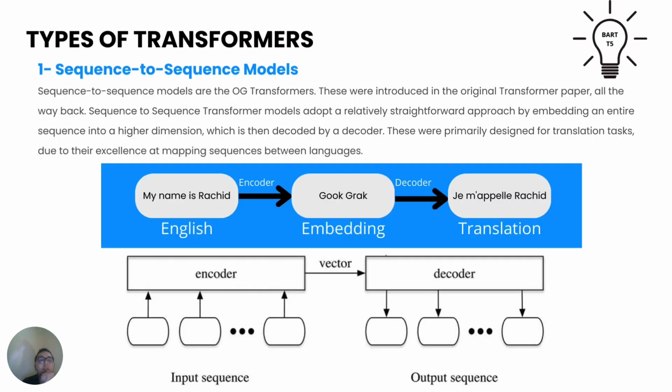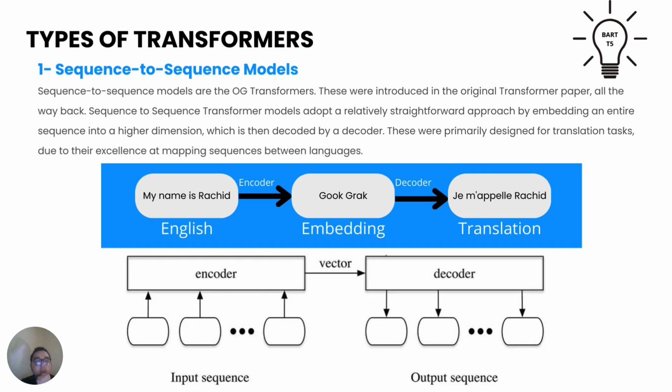So let's deep dive into the categories of transformers. We have three categories, three types. The first one is the sequence-to-sequence model. Sequence-to-sequence models are the OG transformers, the well-known transformers. These were introduced in the original transformer paper.